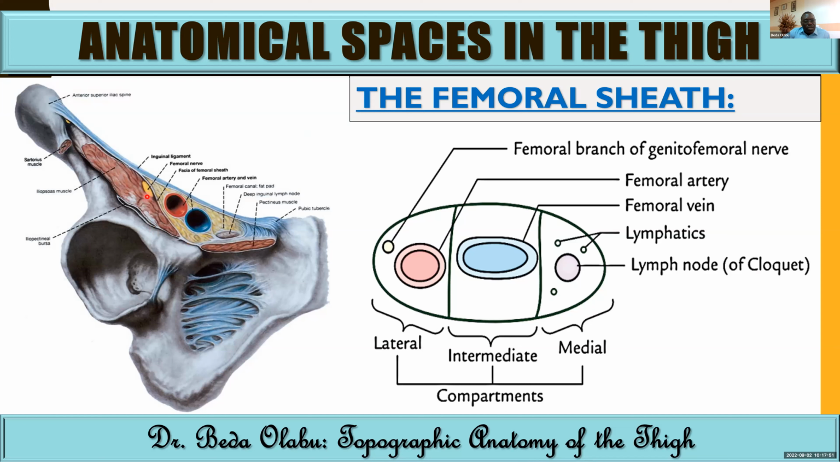On this image, you can see that is the inguinal ligament. And this is the lacunar ligament. Pectineal ligament extends posteriorly there. So this is the region of the sheath, the artery laterally, the vein in the intermediate, and this is the region of the femoral canal, but it has loose connective tissue. So it's a potential space.